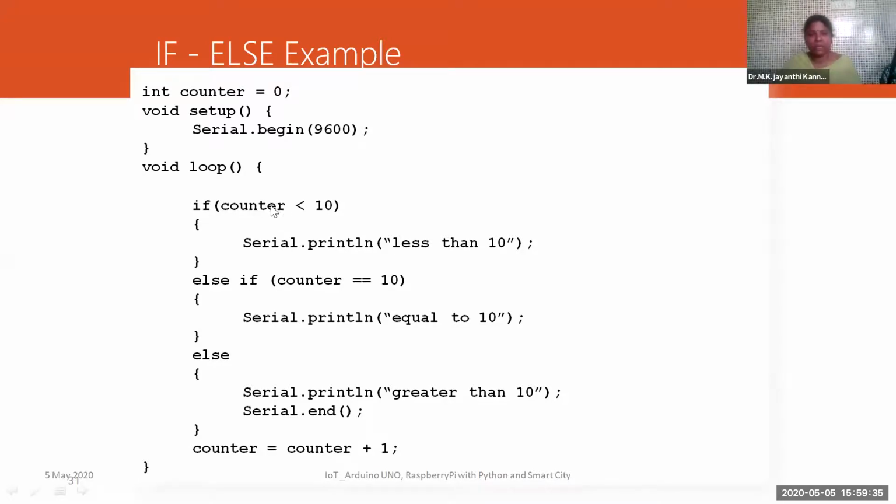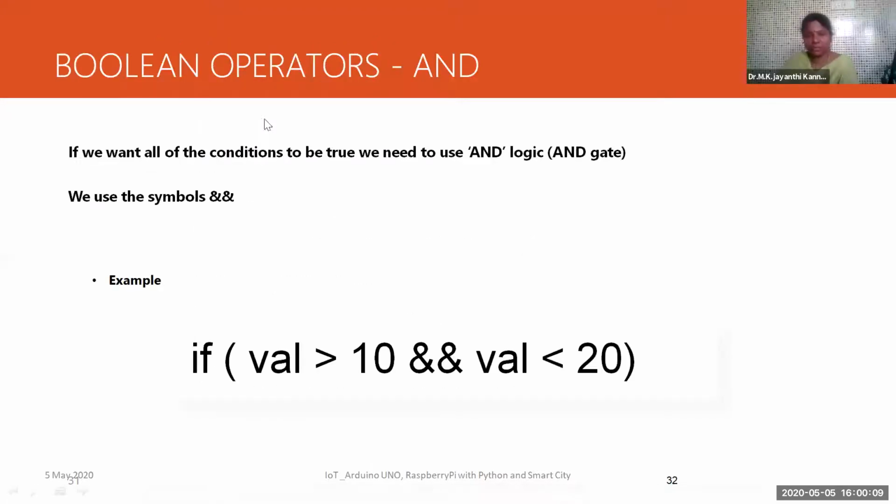Once the value becomes 10, it will be equal to 10, and it will print equal to 10. During the next loop, when the counter becomes 11, it will execute the else part. Then it will print 11 is greater than 10. So the statement less than 10 will be displayed for 0 to 9. Once the counter becomes 10, it will execute 10 is equal to 10. Once the counter becomes 11, it will display 11 is greater than 10. So in this way, we can make use of the else if statement also.